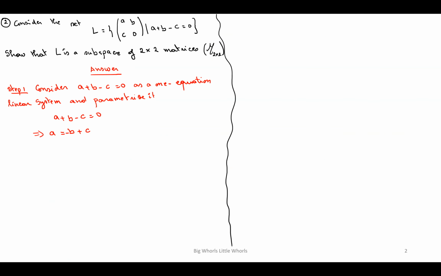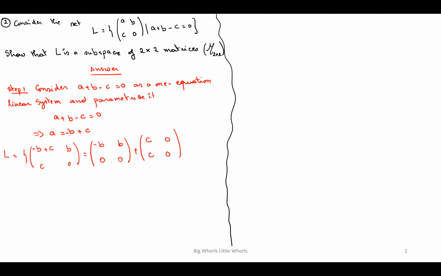So our subset L is going to be written as, instead of A, I'm going to write minus B plus C, and B here, C here, 0 there. We can rewrite this as follows: the matrix with minus B, B, 0, 0, plus the matrix with C, 0, C, 0.